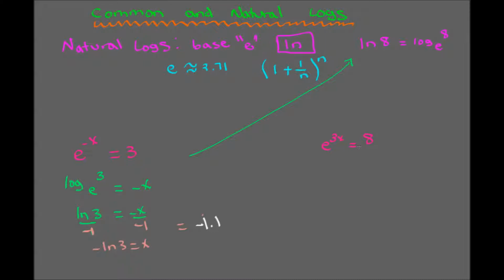Alright, so let's do the same thing for this one. e to the 3x is equal to 8. So same steps as we just did. So we're going to change this into a log. Log base e of 8 is equal to 3x. And then we isolate the variable. Divide both sides by 3. And we get x is equal to log base e of 8 over 3.